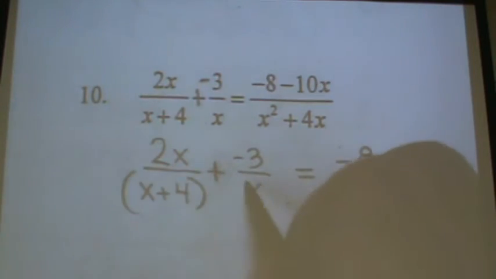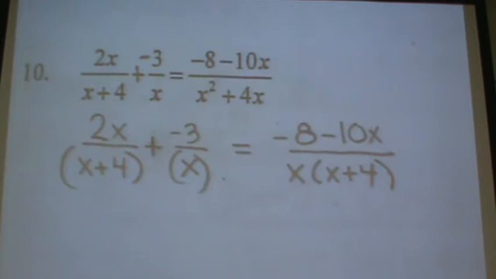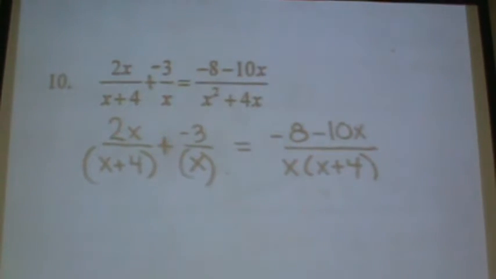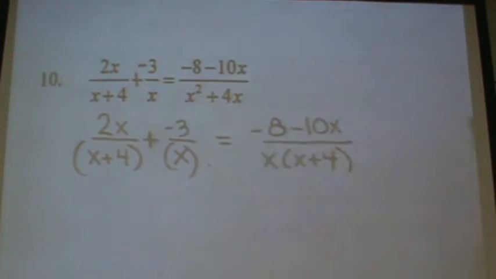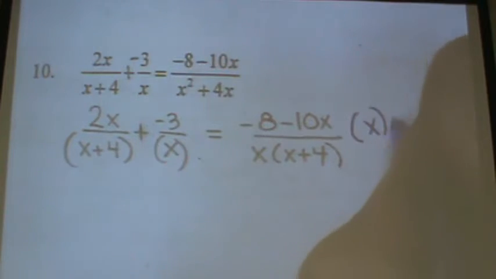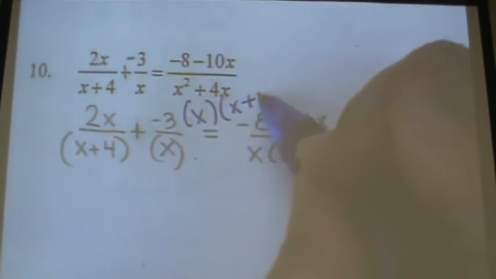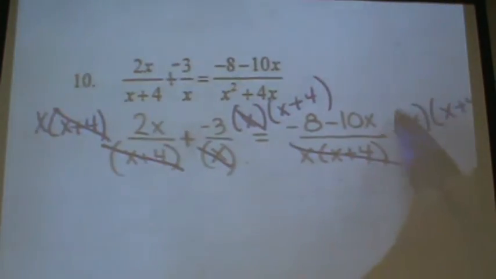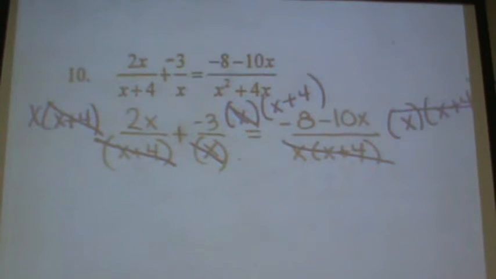Can you tell me what I could use to get rid of all of these? I want to get rid of my denominators. So what product will get rid of x plus 4, x, and x plus 4? You're going to multiply this by x plus 4, and this by x plus 4. Why? Because I want to get rid of these denominators. That's what I need to get rid of all those denominators. I don't want to deal with fractions anymore.